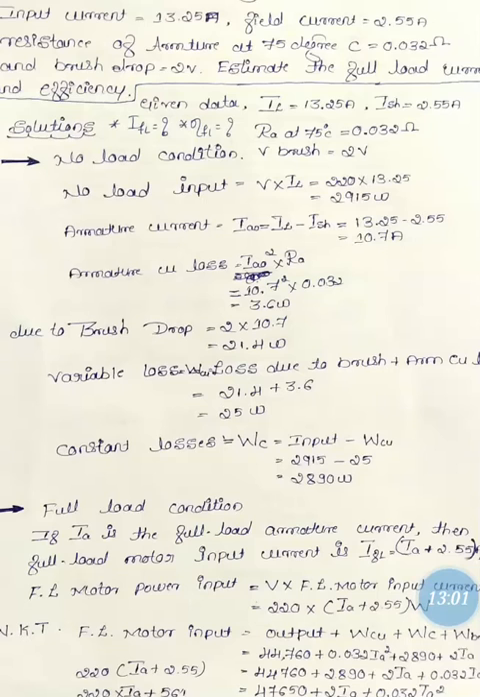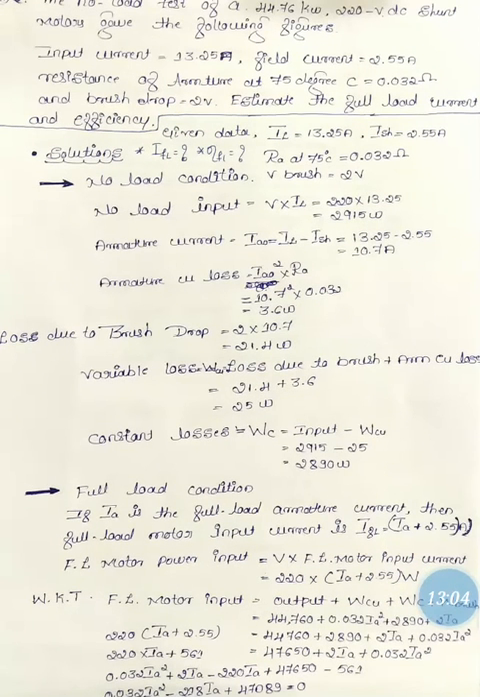Then variable loss can be calculated as the sum of loss due to brush and armature copper loss. So that is loss due to brush as calculated above, 21.4, plus 3.6 armature copper loss. Then we'll get the variable loss as 25 watt. Then constant loss can be calculated as the difference between the input power and the variable loss. If you take this difference, you will get the constant loss as 2890 watt. Now consider the full load condition.